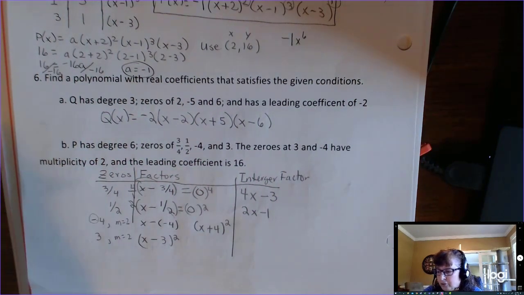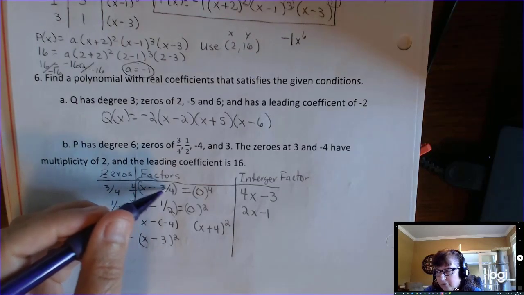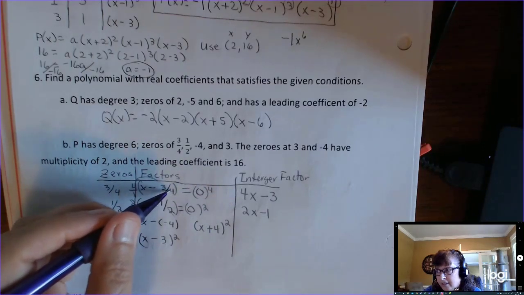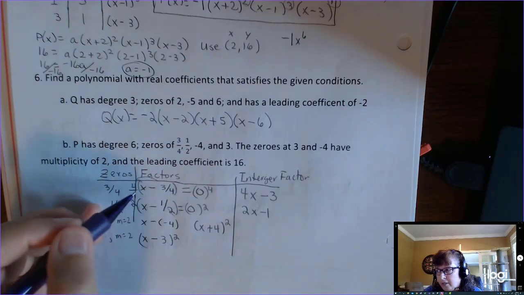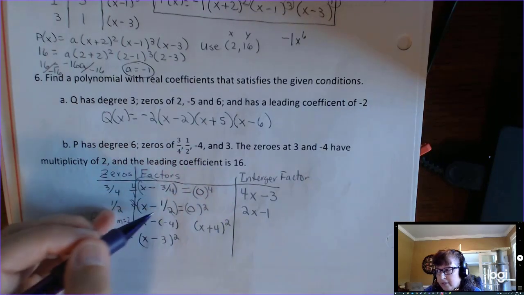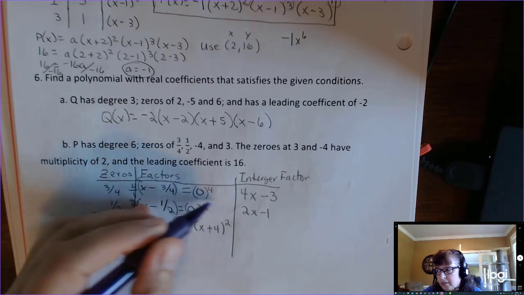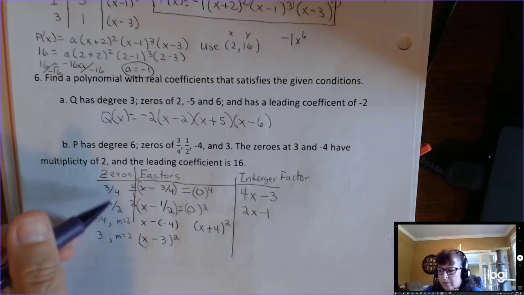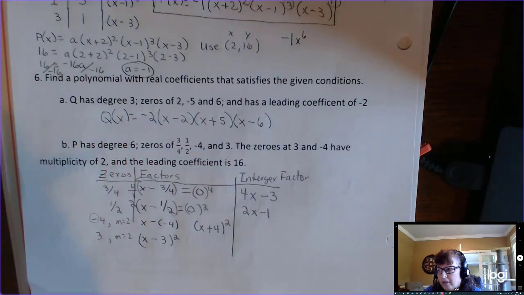Alright, so what's the shortcut? So if you see a rational 0, all you have to do to turn it into an integer factor is take that 4 that's in the denominator and put it in there with the x. So x minus 3/4 is 4x minus 3. To change x minus 1/2, you take that 2 that's in the denominator and put it in there with the x, 2x minus 1. So it's really easy to turn these fractional zeros so that they have integer factors. Okay, but then there's another trick.